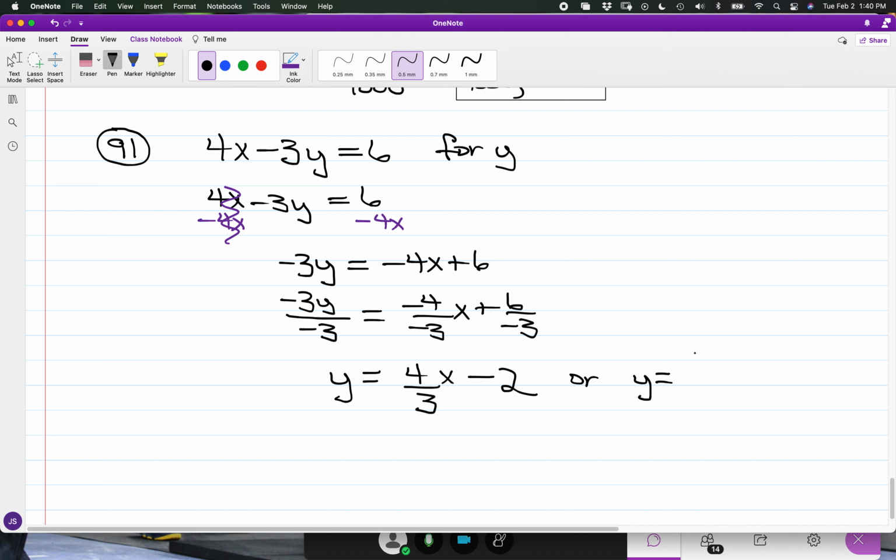Had you kept this in fractional form, we could have said that y is equal to 4x minus 6 over 3, if you left this as a compact ratio. But I like to itemize in this particular case.